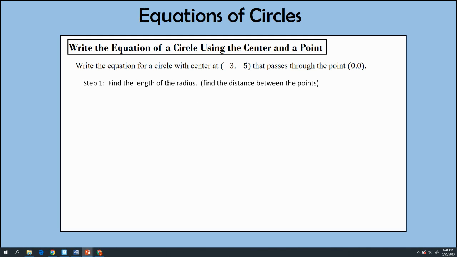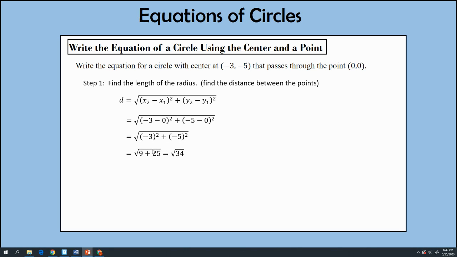All right. The radius, remember, any radii of a circle is the distance from the center to a point on the circle. And I have the center point and a point on the circle. So what I can do is use the distance formula to find how far it is from the center to the point on the circle. And the answer to that then is the radius. So the distance from -3, -5 to 0, 0 would be the difference of the x's squared plus the difference of the y's squared. So we're going to get -3 squared plus -5 squared. That's 9 plus 25. I'm going to leave it as the square root of 34. We'll work with that.